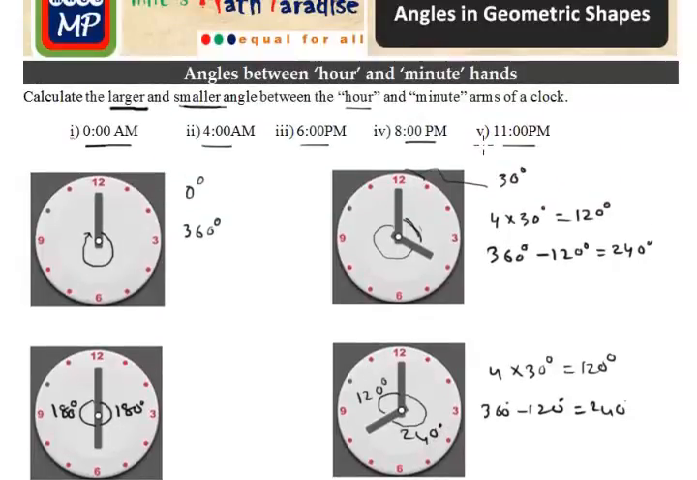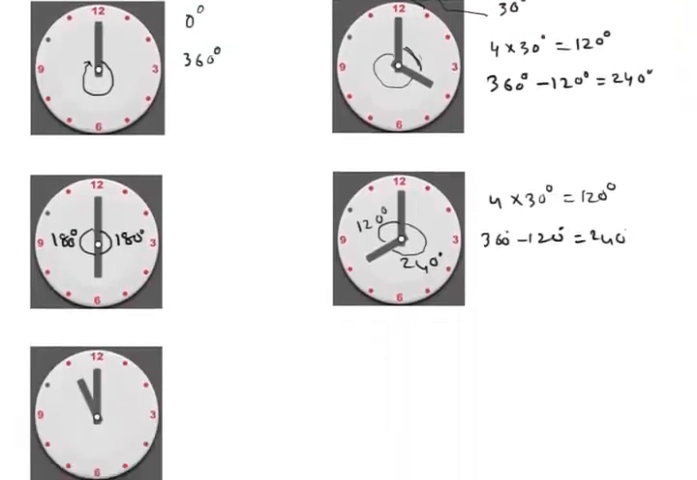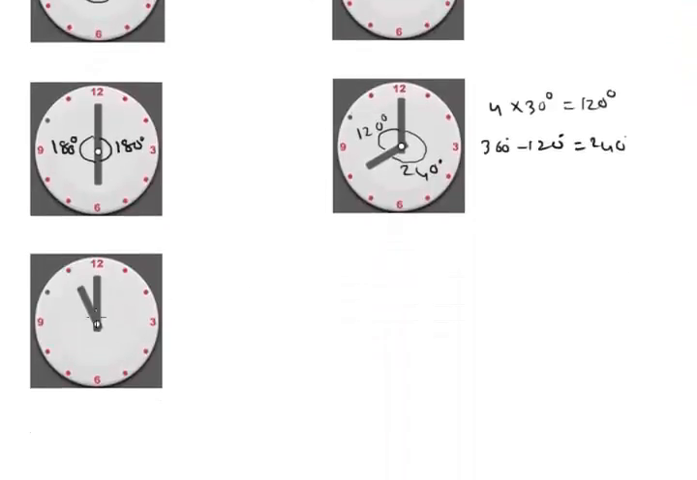Another one is given, 11 PM. So this is 11 PM. This is minute arm and this is hour arm. So this is the smaller angle and this is the larger angle. So within the smaller angle there is only 1 hour, and 1 hour means 30 degree. So the smaller angle will be 30 degree and the larger angle will be 360 degree minus this 30 degree, that means 330 degree. So it's easy.